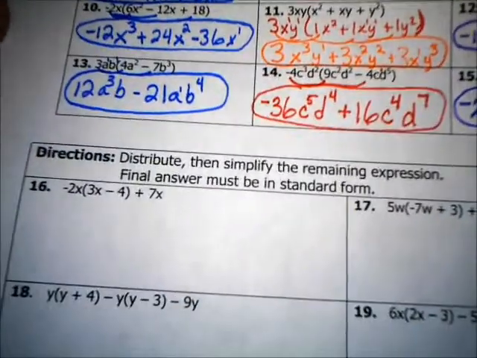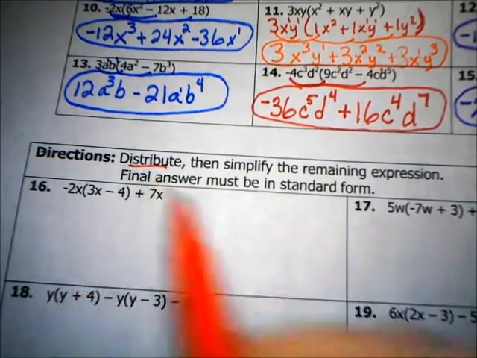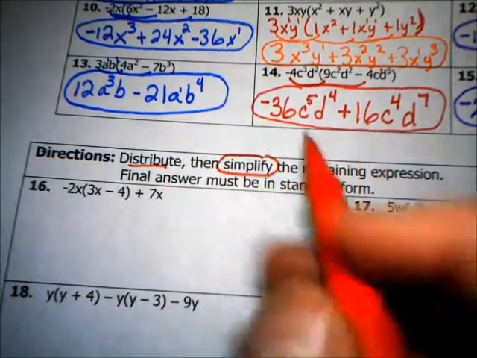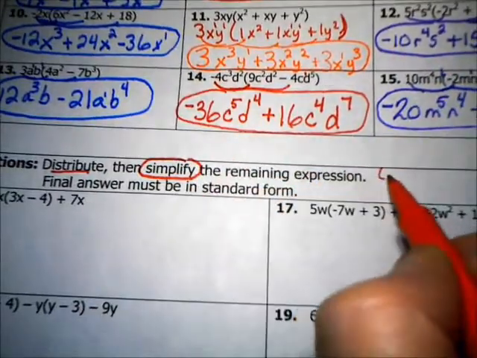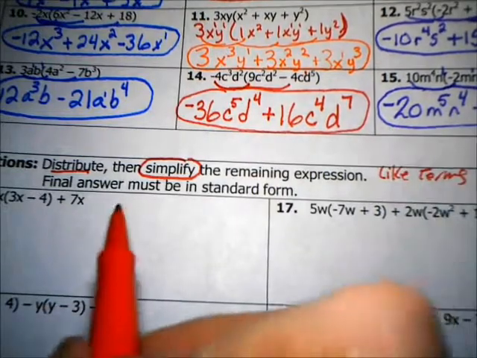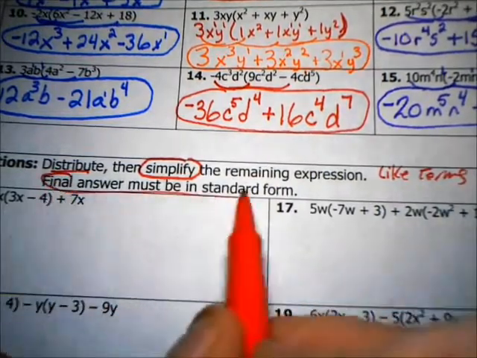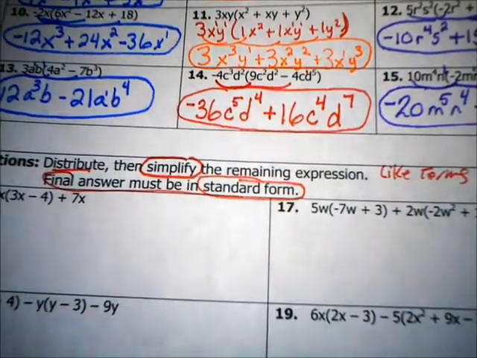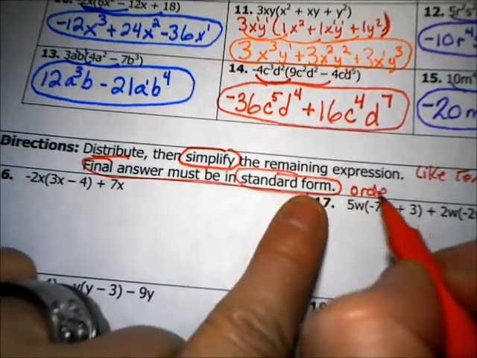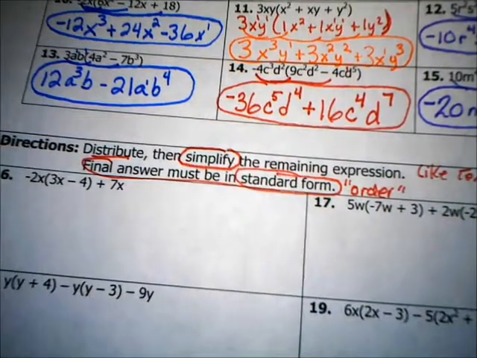Okay, on the next section they want me to distribute, but then I have to simplify it, make sure I can combine like terms. That's what simplify means. Look for like terms. And then they want to make sure that my final answer is in standard form. And remember, that's order. Very important. We've got to pay attention to our order.